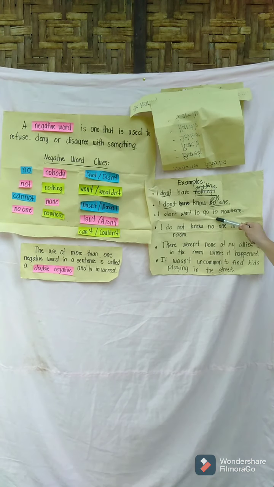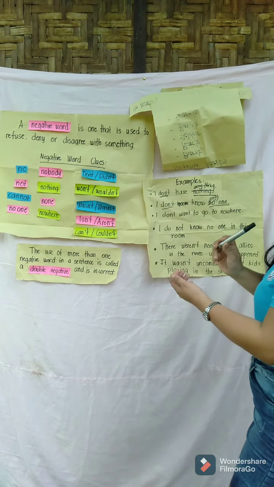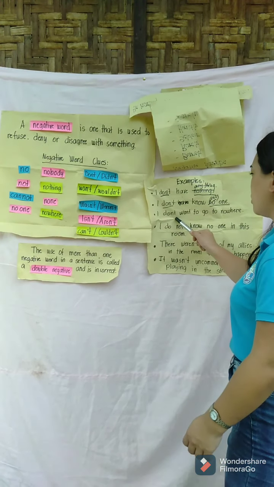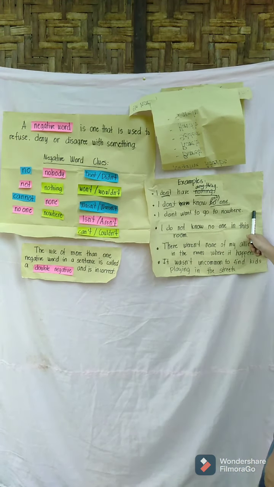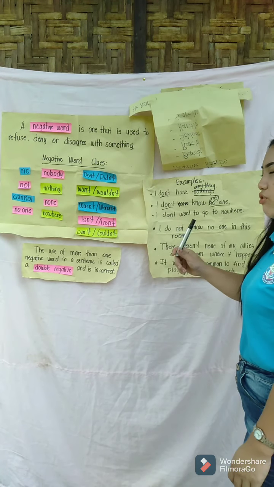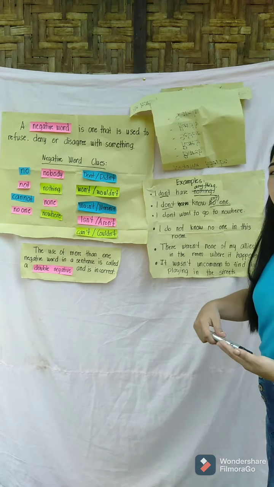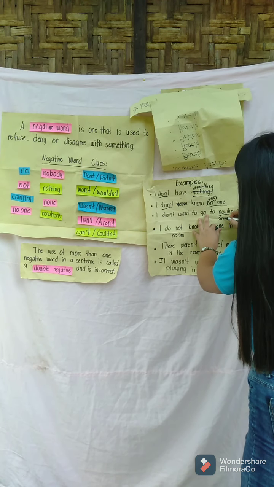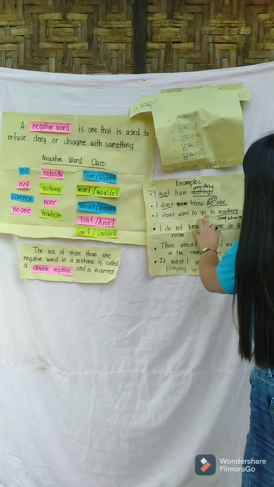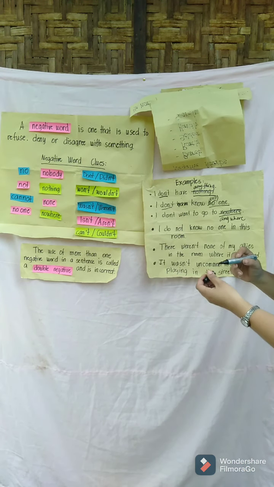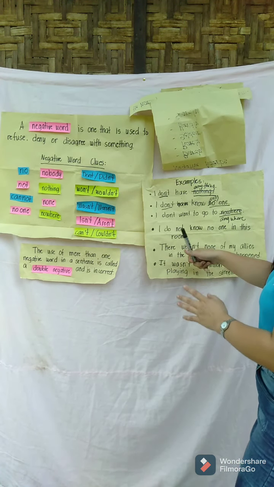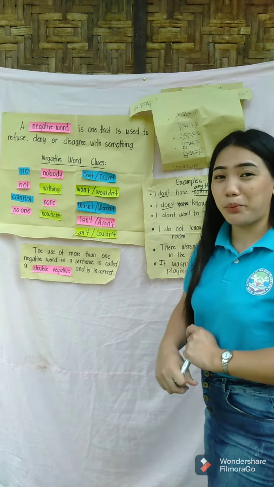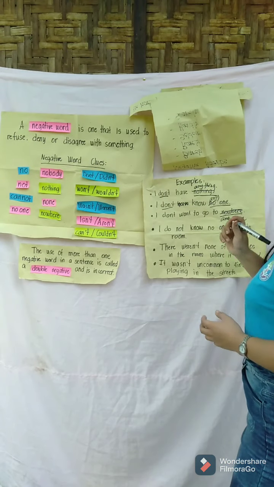I don't want to go to nowhere. The negative words here are don't and nowhere. Let's change this nowhere to anywhere. So it is correct: I don't want to go to anywhere. Do you get my point? Let's go to the next.